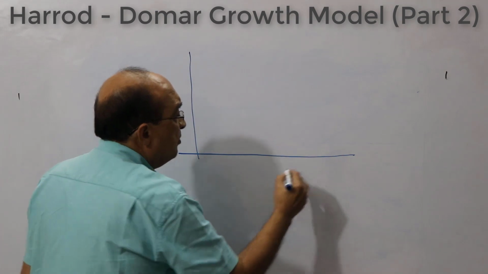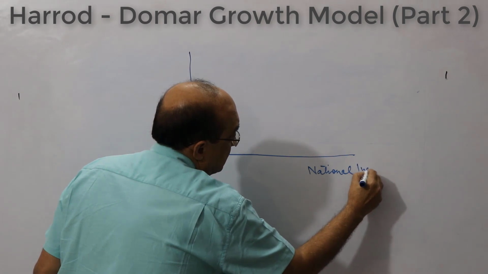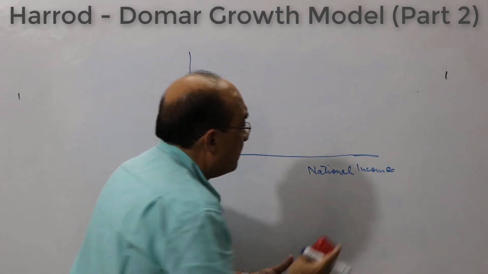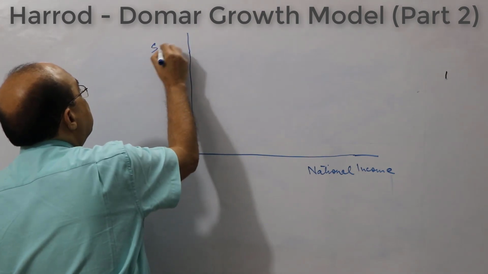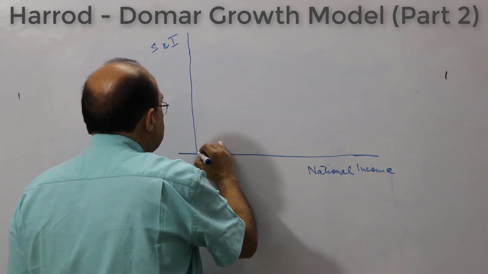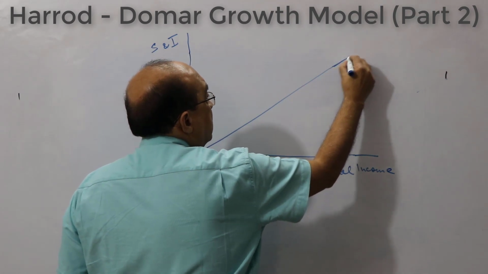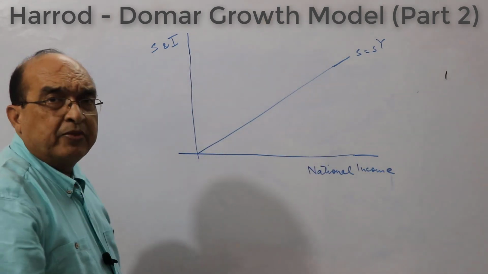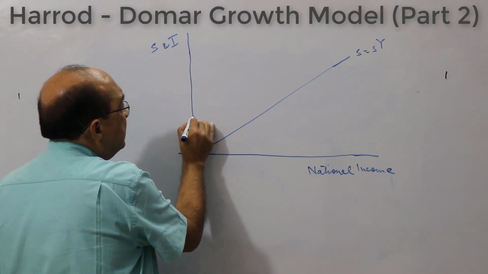On the x-axis we measure national income, and on the y-axis we measure saving and investment both. As we have seen, the saving function is this. Let me extend it further. This is the saving function. And investment in any time period, suppose it is this.